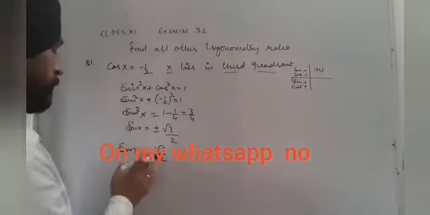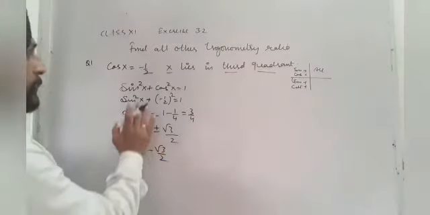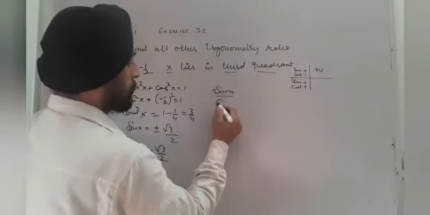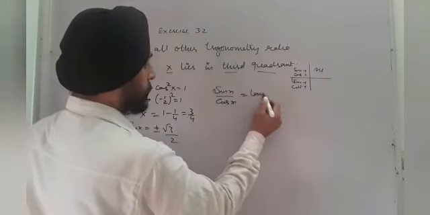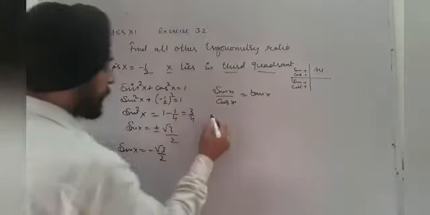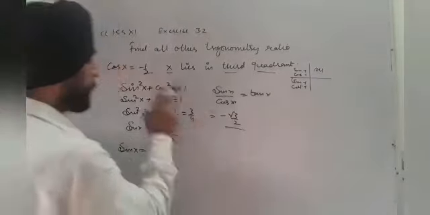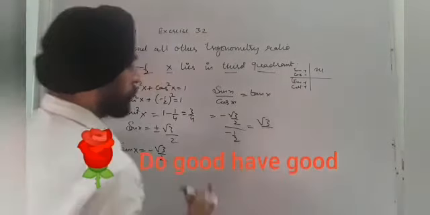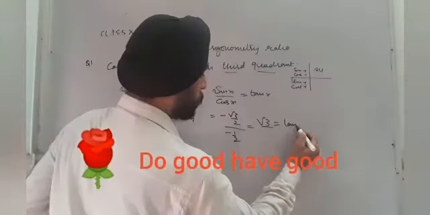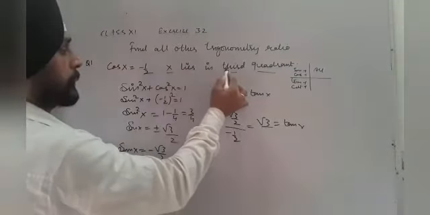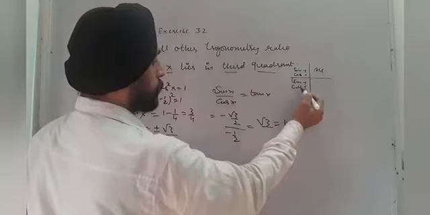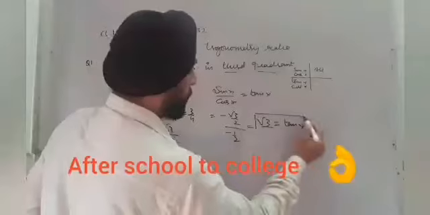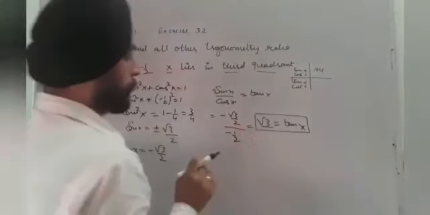Now student, we have sin x is equal to this one and cos x is equal to minus 1 by 2. So sin x upon cos x is equal to tan x. Now we put the value of sin x, minus root 3 by 2, and cos x, minus 1 by 2. After the cancellation, you will find tan x is equal to root 3. Now x lies in the third quadrant. In the third quadrant tan and cot are positive, and the other trigonometric ratios are negative, student. So you can see that tan x has a positive value, right?